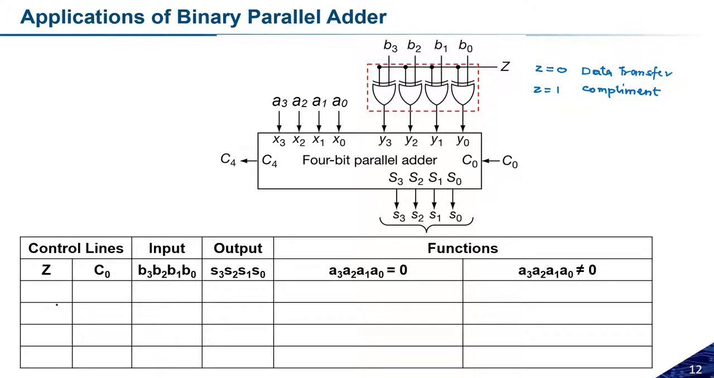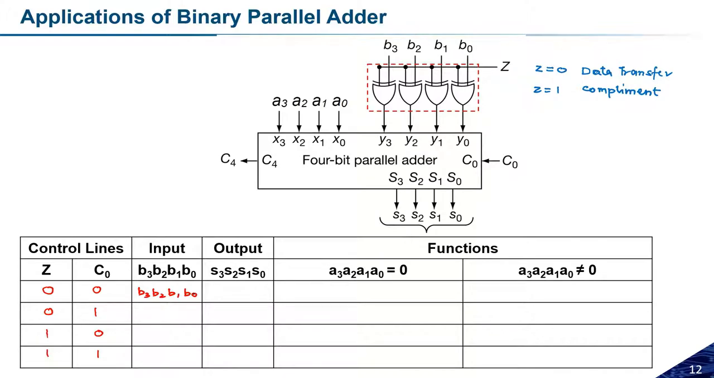First possibility is that I'm considering this Z and this C0 as control signals. If I'm considering these as control signals, the total possibilities will be 00, 01, 10, and 11. So these are the total possibilities that we can have. Now, let us see what happens if the input is the same, like B3, B2, B1, and B0.